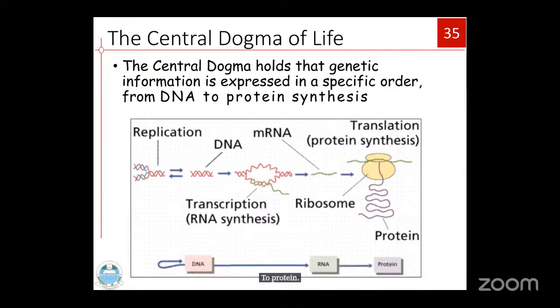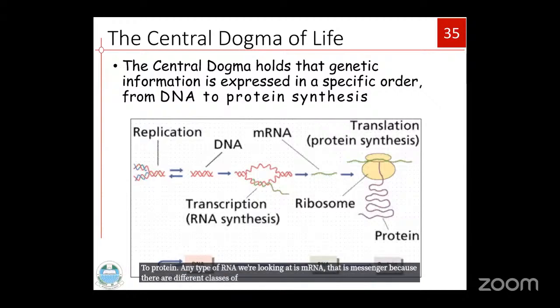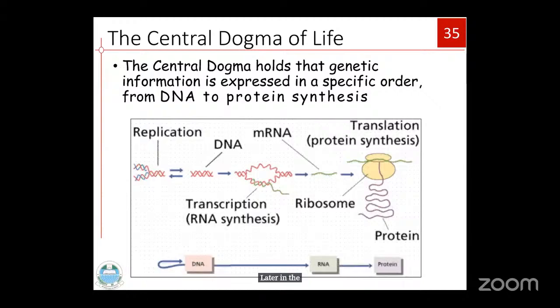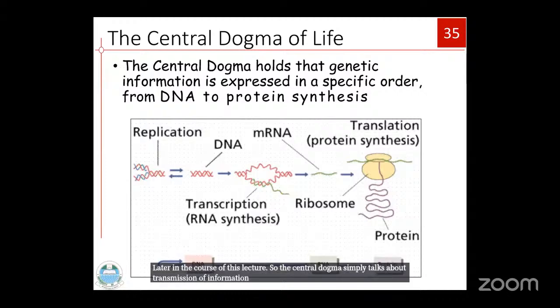And the type of RNA we're looking at here is mRNA, that is messenger RNA, because there are different classes of RNA, as we shall see later in the course of this lecture. So the central dogma simply talks about transmission of information from DNA. You know that information is encoded in the DNA, right? So it has to be interpreted. And I remember saying maybe somebody gave you Greek letters, right?